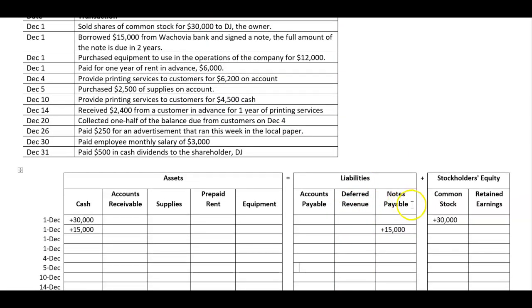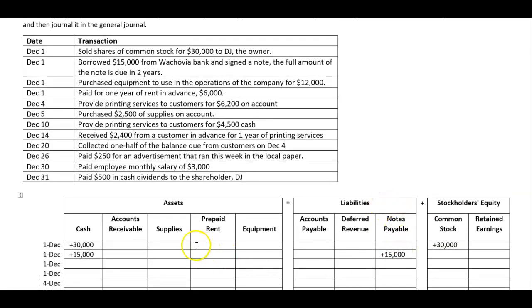Now keep in mind, payables are going to be amounts we owe to others. A notes payable is a signed document. A receivable is amounts owed to us. That means we're going to receive money in the future. Therefore, a receivable is always an asset. A payable is going to be a liability. All right, our equation's in balance.